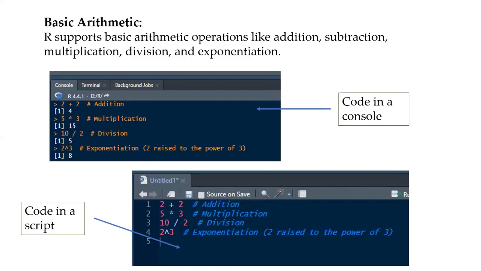In the image above, I am doing 2 plus 2, which is normal addition, and it's giving me 4. Then 5 times 3; the star symbol is used for multiplication. The forward slash is used for division. And then this symbol, the hat sign, which is like a less than sign pointed upwards, you can find it on your keyboard. It is used to raise to the power. So 2 raised to the power 3 is that symbol.